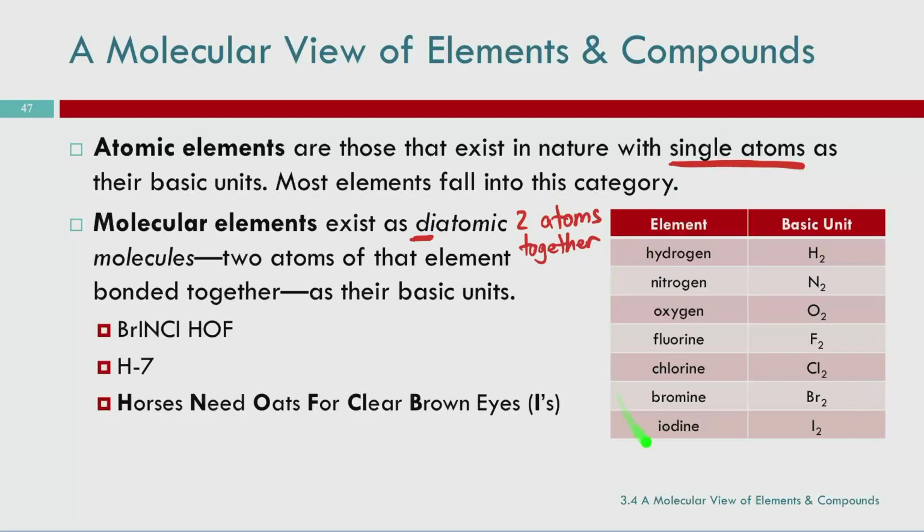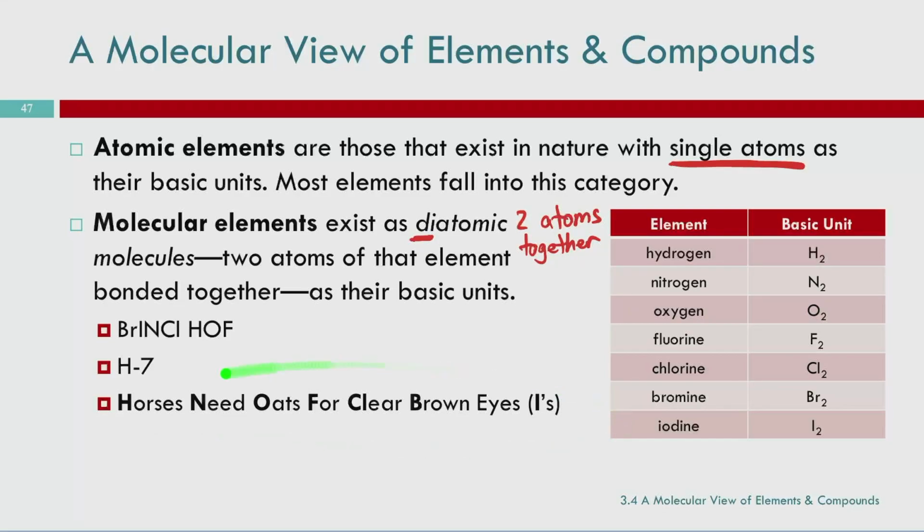And we've got them in a list here. There's also some mnemonic devices. So Brinkelhoff is one of the mnemonic devices. This is just all the chemical symbols put together. There's also H7. So if we look at our periodic table, hydrogen is in the top left, and then nitrogen, oxygen, fluorine, chlorine, bromine, iodine kind of forms a 7 shape. That's where the H7 comes in.